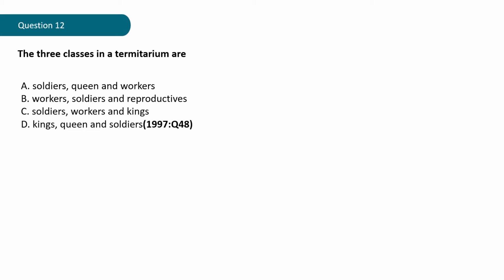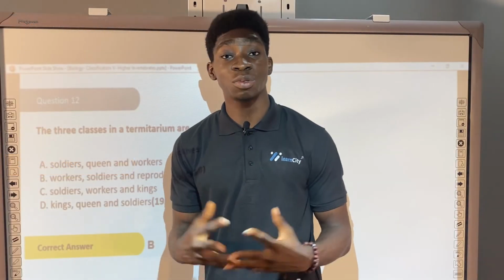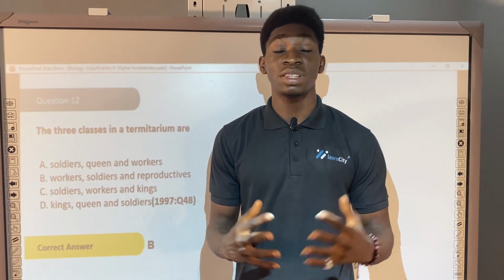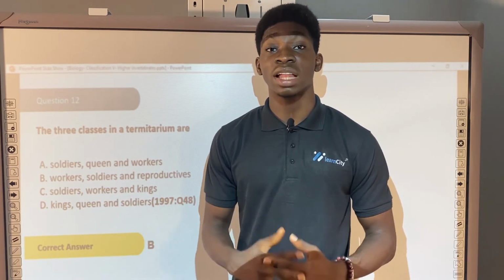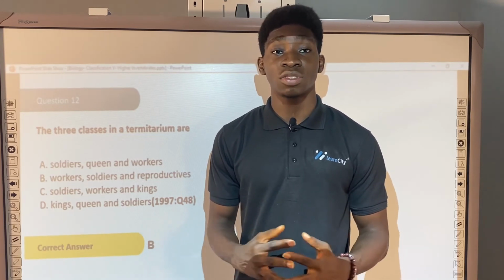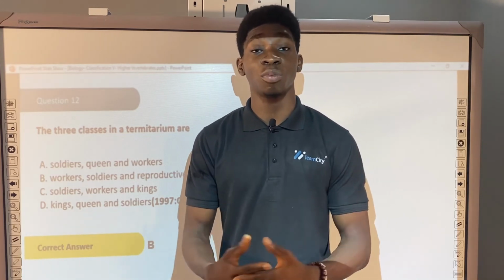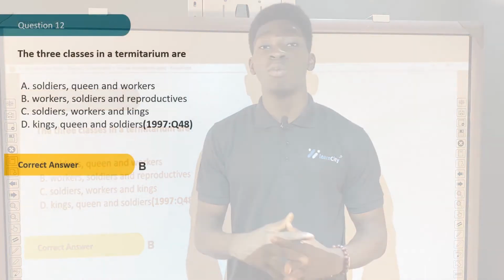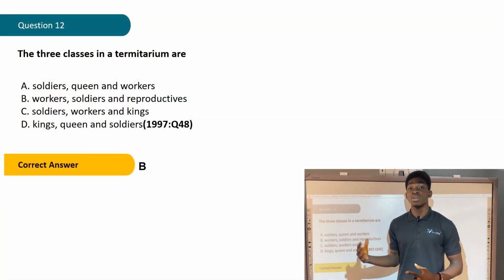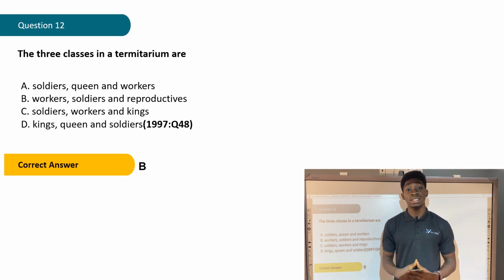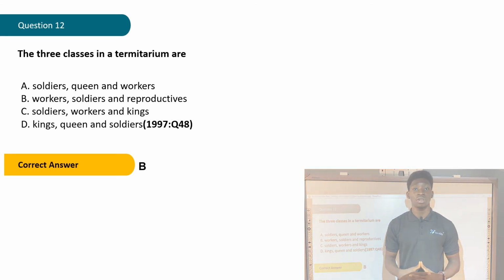Okay, let's see what the correct answer says. The correct answer is B. Workers, soldiers, and reproductives. In a termitarium, that means we're talking about termites. We have 3 different classes. We have the reproductives, we have the workers, and the soldiers. The reproductives, of course, their function is to reproduce, to bring forth more organisms. The workers, their own function is to provide food for the rest of the termitarium. While the soldiers, their function is to protect the other termites in the termitarium.